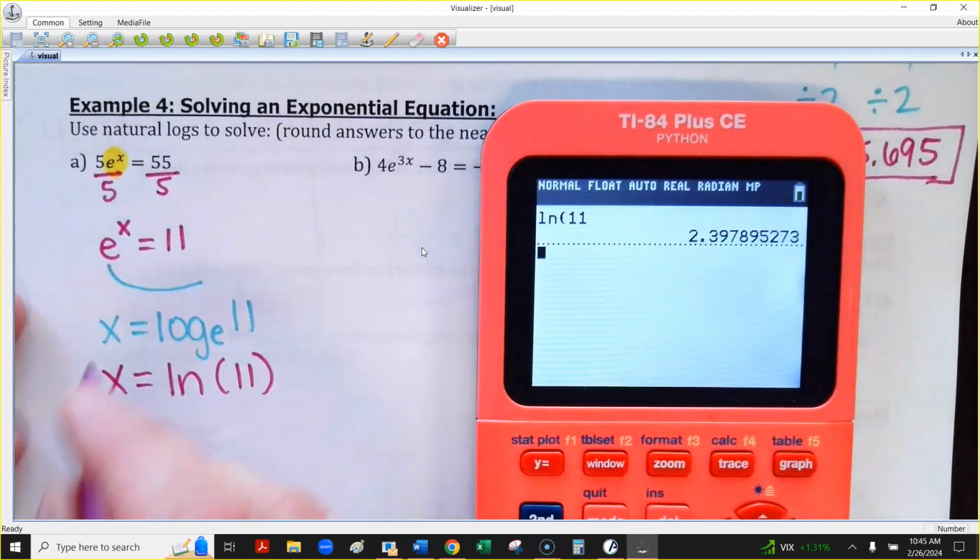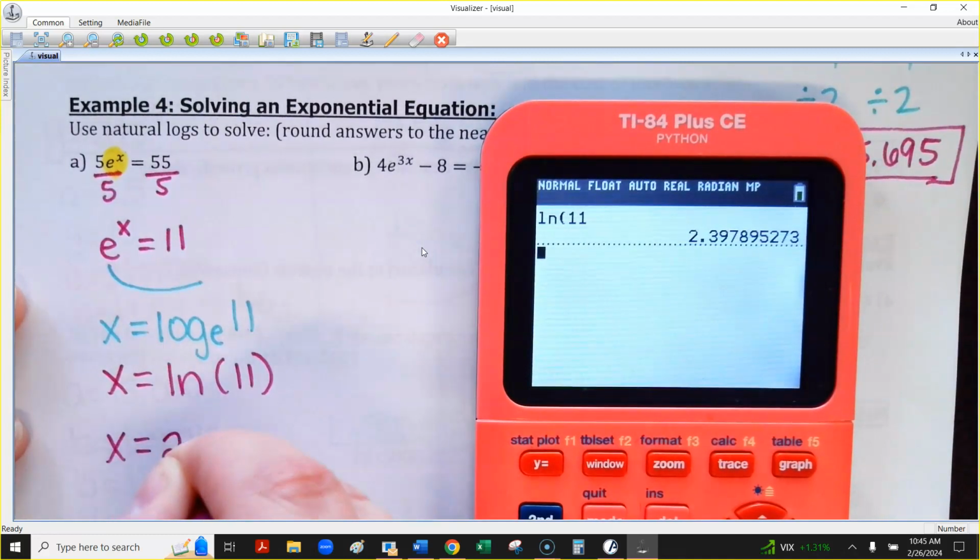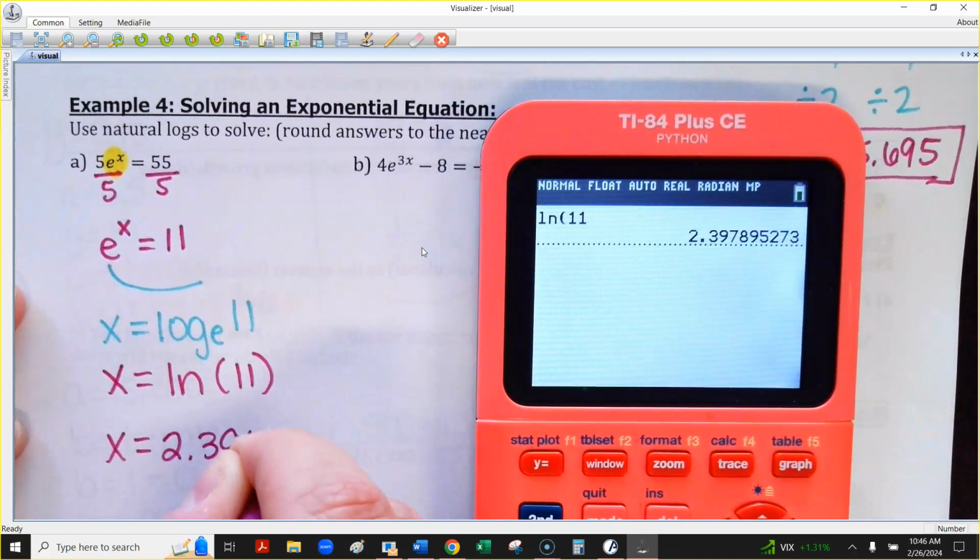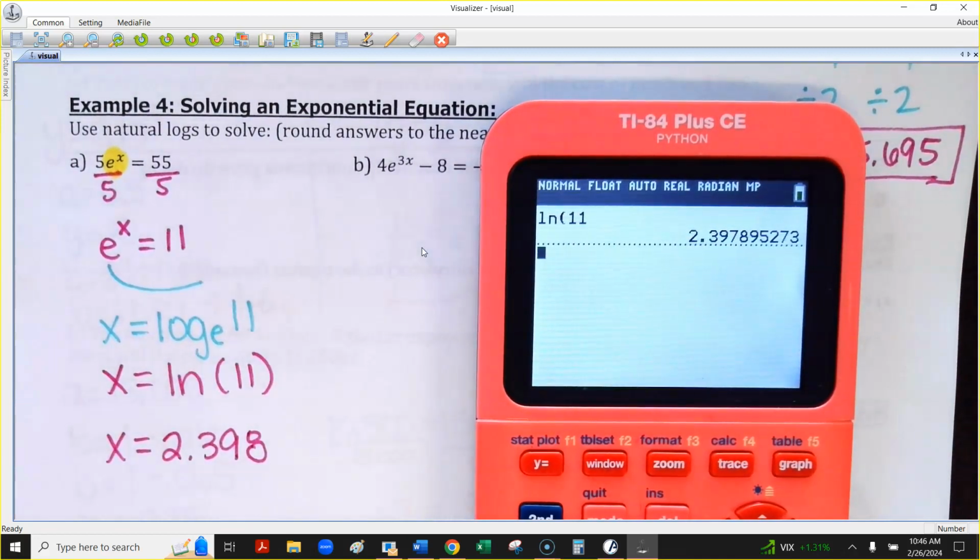So my answer here would be 2.398. This would be another example that is super easy to check. Do 5 and then the E button to that power, 2.398. It'll be a little bit off because we rounded it, but it should be pretty close to 55. Does anybody have a question?